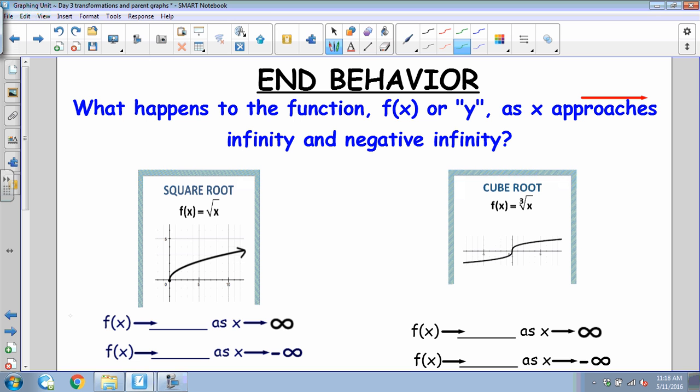Okay. Now we're going to look at some graphs. This is where I said just roughly sketch this graph. You don't need to put square root and all this. Just draw the graph. And we're going to talk about end behavior.